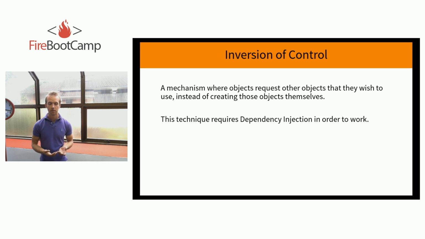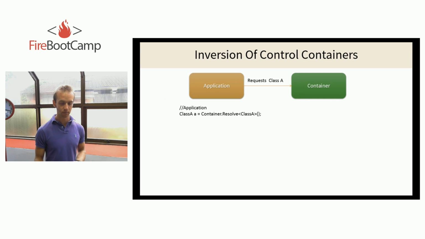Inversion of control is about classes declaring their own dependencies. So it just requests what it wants and the application services them. So this builds on top of dependency injection. So inversion of control is different from dependency injection.